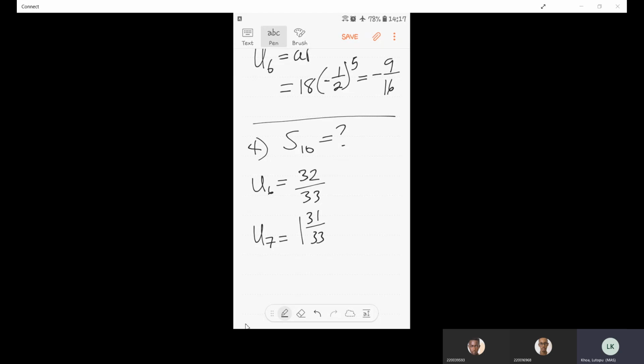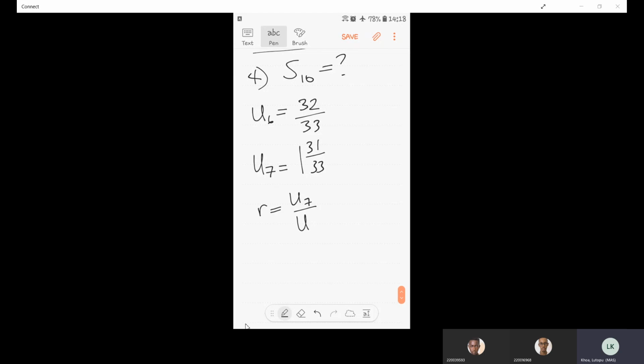So to work out R, we just say R is equal to the seventh term divided by the sixth term. This is 1 and 31 over 33 divided by 32 over 33. Again, you can just work this out on your calculator, and you should get R is equal to 2.